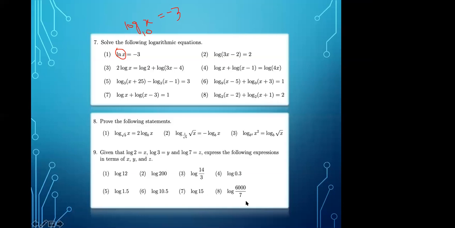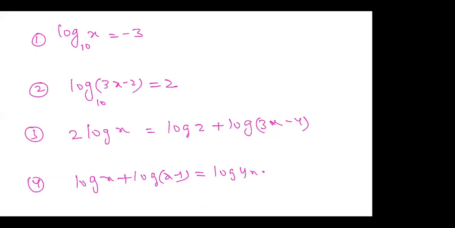Vamik, why have you written 1 for the first? Now you can unmute yourself. Why have you written 1 for the first question? See, the first one. This power we have to transfer, right? The power 10 will transfer there. So x is equal to 10 to the power minus 3, which means 1 by 1000, right?